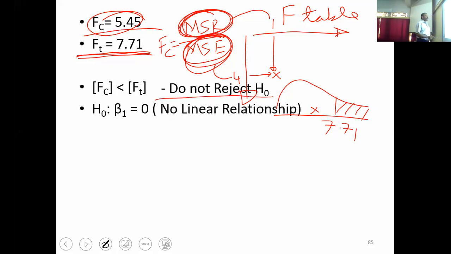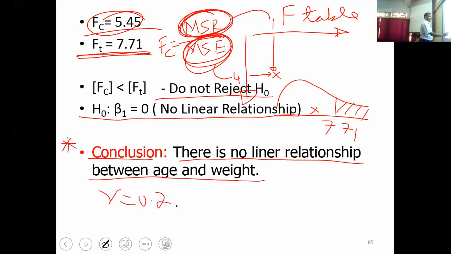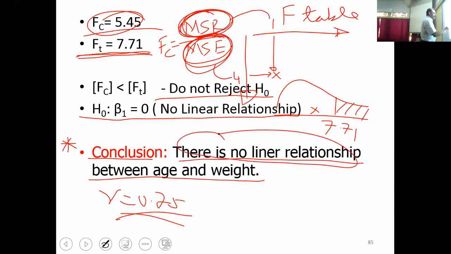So our final conclusion is there is no linear relationship. We could say as a conclusion, there is no linear relationship between the age and weight. Okay, so even though our R, what is the R value? Somewhere around 0.75, right? Even though it is a high correlation, here we come to the conclusion that there is no linear relationship between the age and the weight.